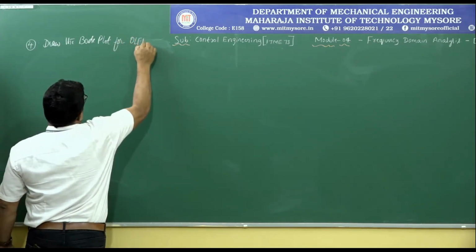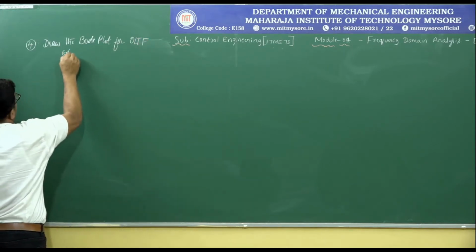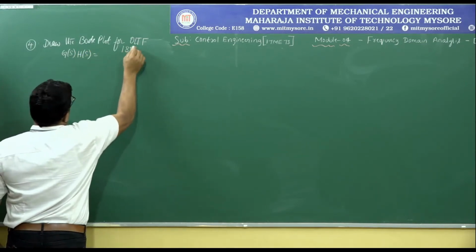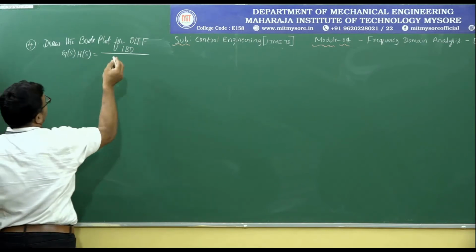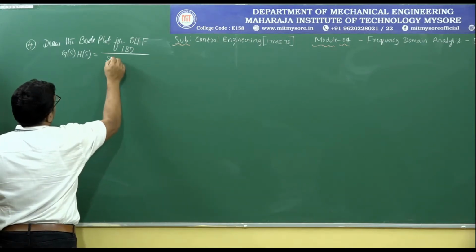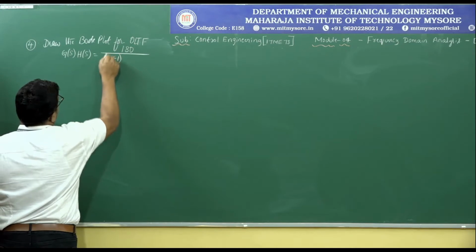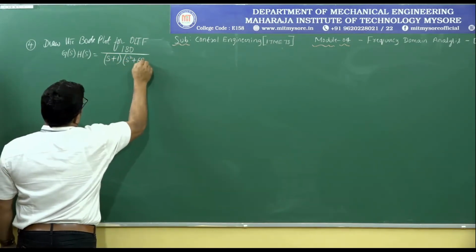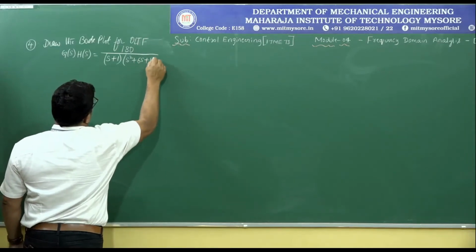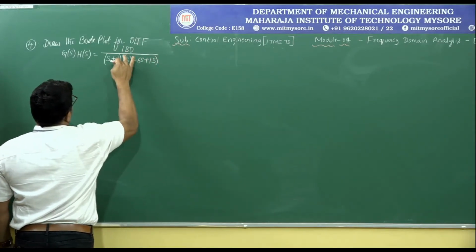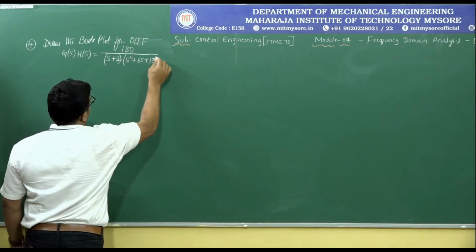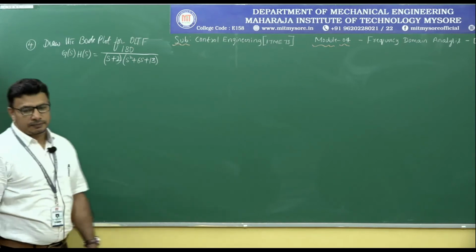open loop transfer function G(S)H(S) is equal to 180 divided by S plus 1 into S square plus 6S plus 13. It is not S plus 1, it is S plus 2. S square plus 6S plus 13. This is the problem.